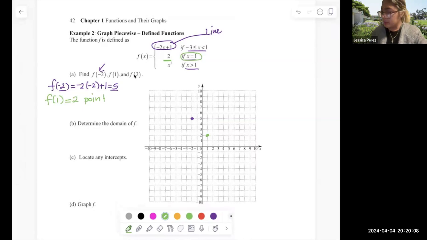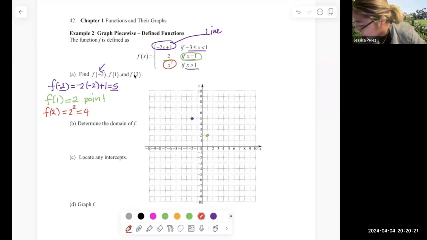So f of 2 is equal to 2 squared. I'm plugging it into the third equation. It's 4, so 2, 4. Okay.